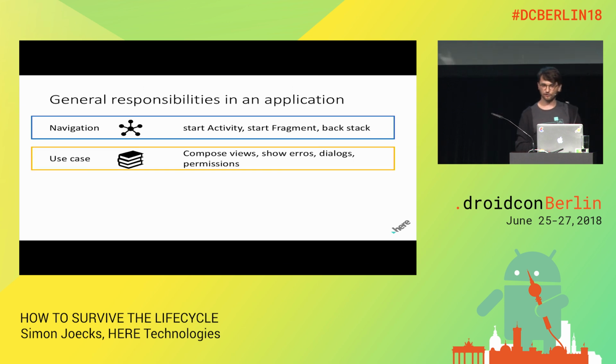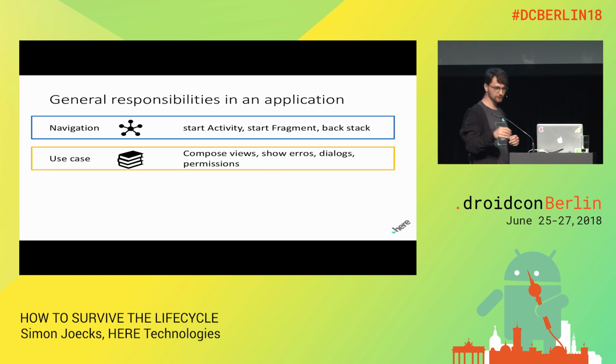Then in the second level of abstraction, we have use cases. They're going to deal with your individual business logic on a screen. Things that you're doing there are composing views, showing errors, dialogues, dealing maybe with permissions. It's basically your core business logic implemented.